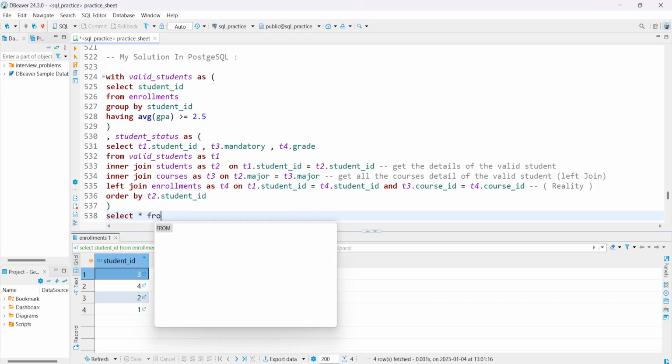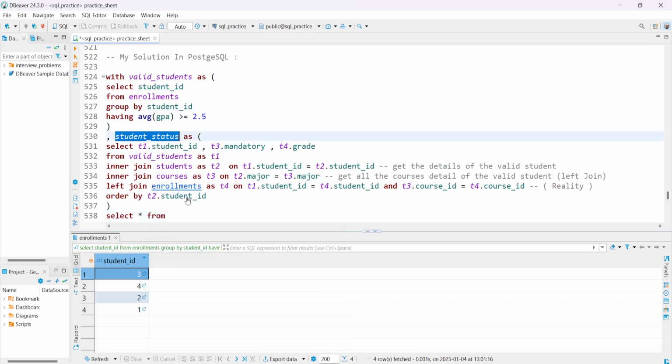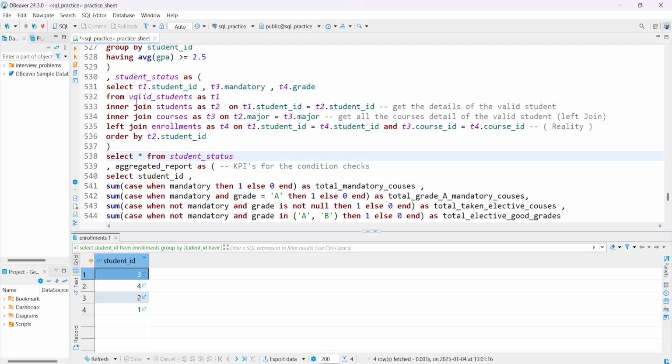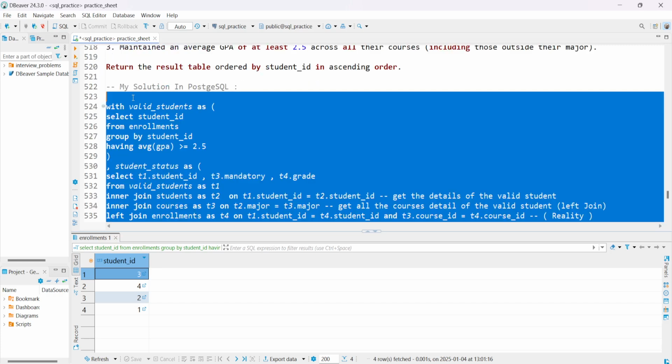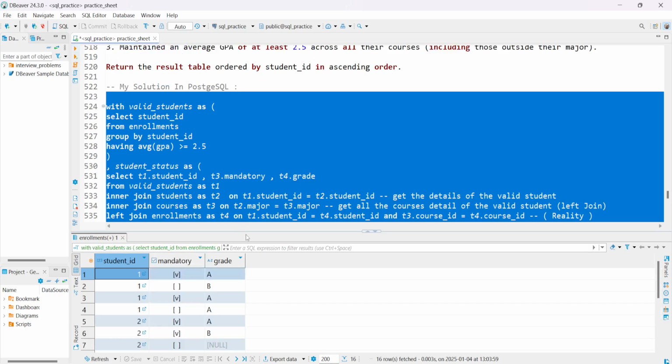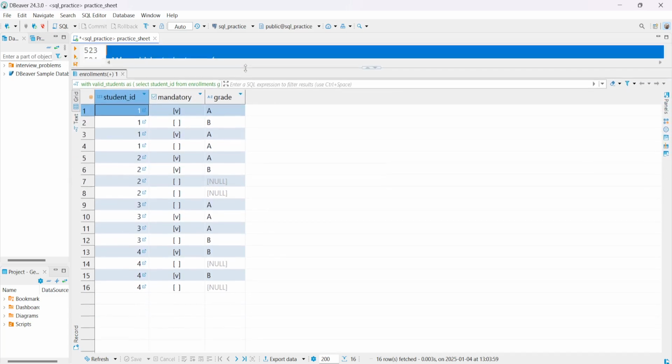Select star from student status. So we have created the second CTE, and here what we are taking is student ID, mandatory, and grade. I think we are taking only these three columns because this is what we need, right? So let's run this. Okay. Now here we have the result basically.